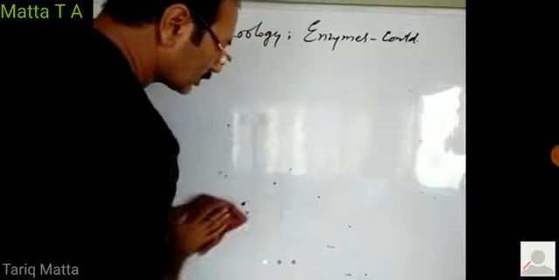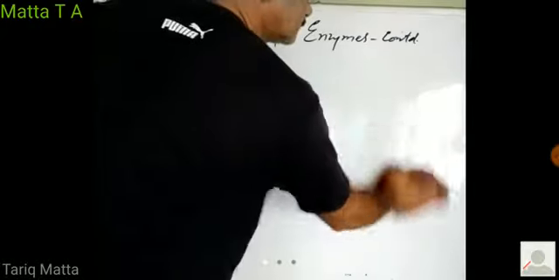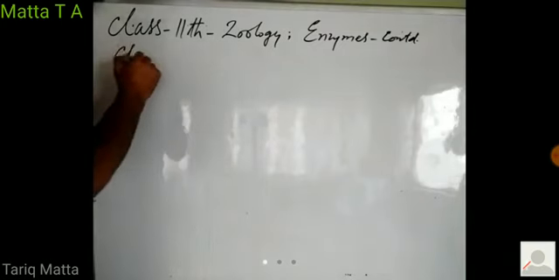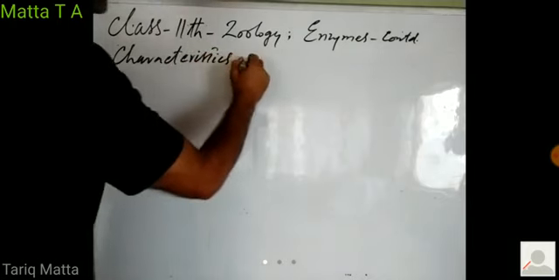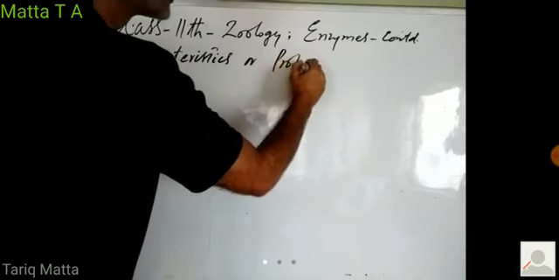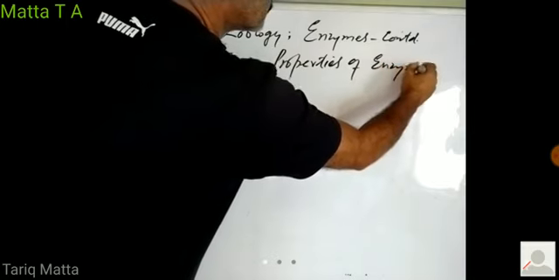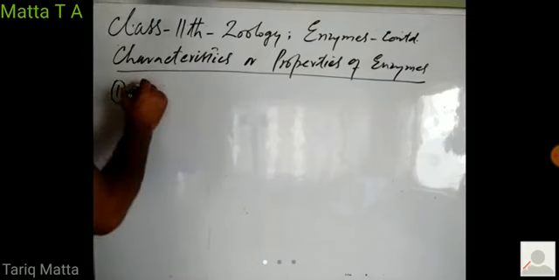Characteristics or properties of enzymes. All enzymes show the following properties or characteristic features. What is the first characteristic feature or first property of enzymes? All enzymes show specificity.